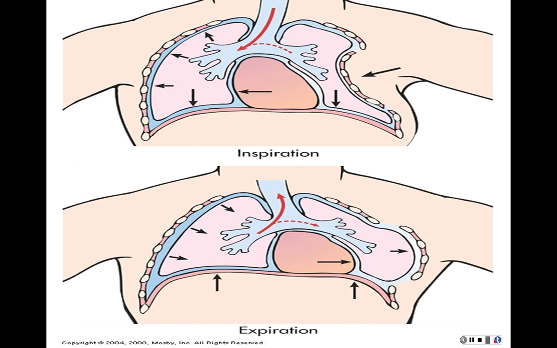Just a little picture, inspiration and expiration. Helps you to see. You can see where the chest is broken here. See up here? When they breathe in, the lung goes in. But then when they breathe out, these broken places pooch out, or the chest pooches out, not the lung so much. Okay?